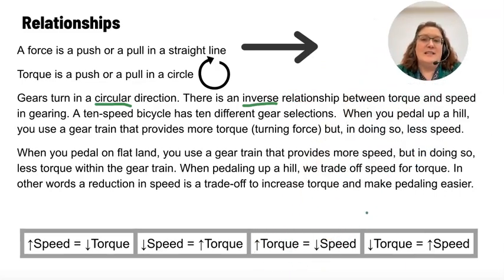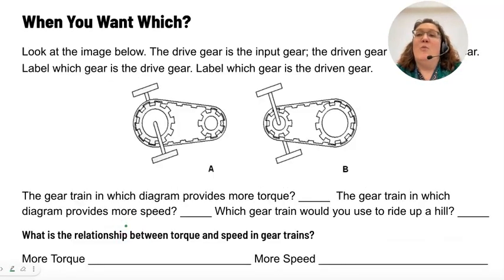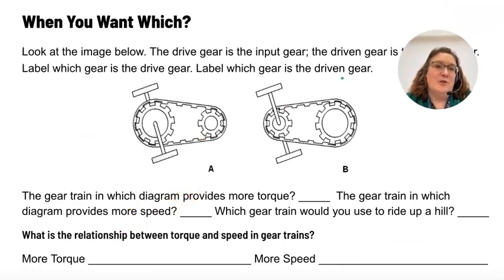In other words, these are opposite things. So when speed goes up, torque goes down. When speed goes down, torque goes up. When torque goes up, speed goes down. When torque goes down, speed goes up. They are always opposite of each other. If one's going up, the other's going down, and reversed every time. So, when do you want which one? When do you want more torque and when do you want more speed?